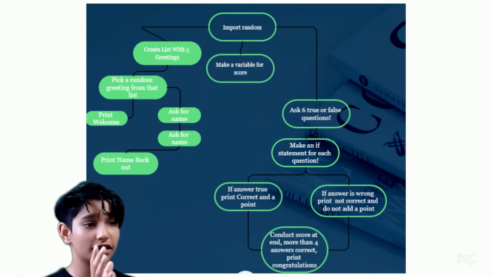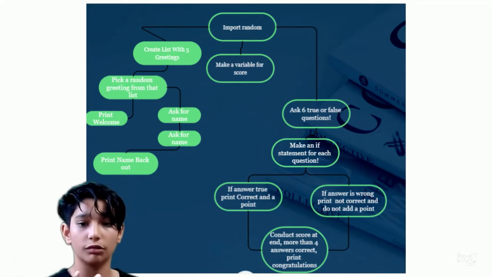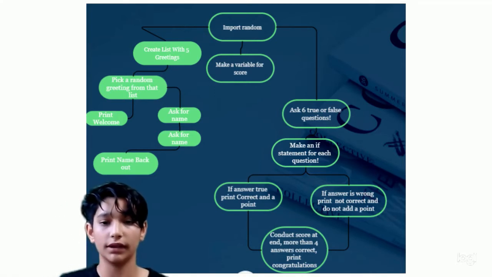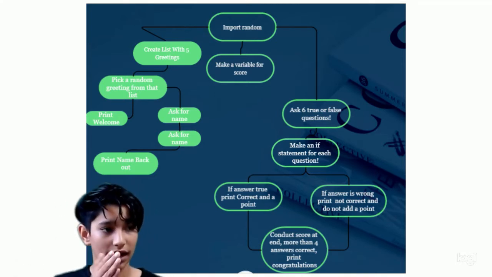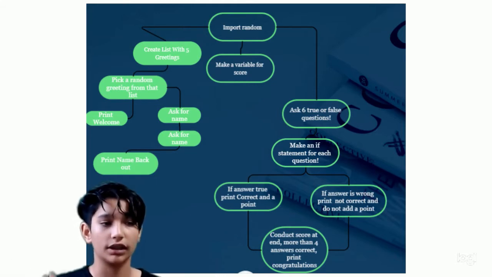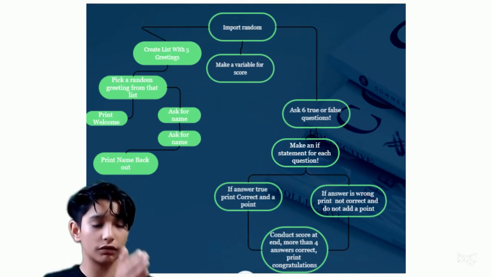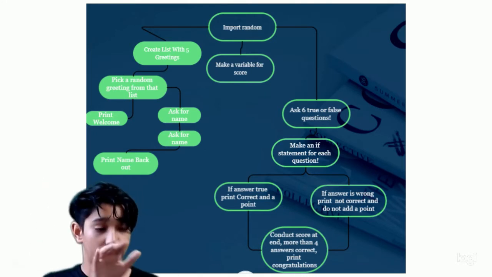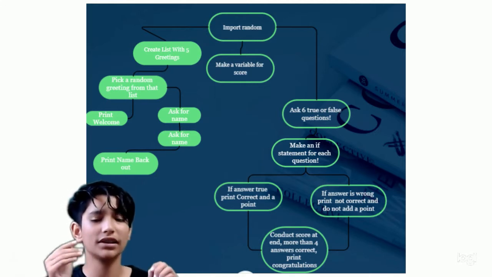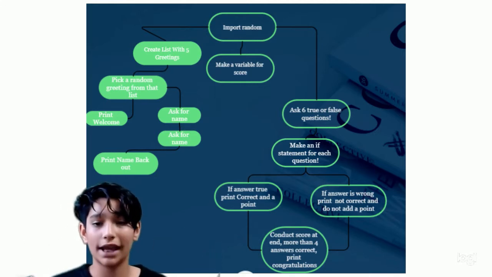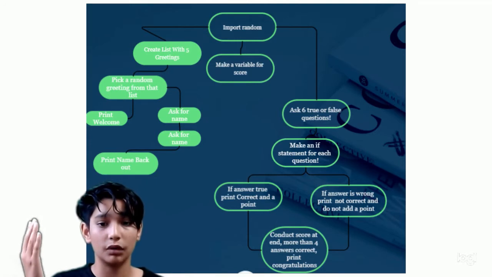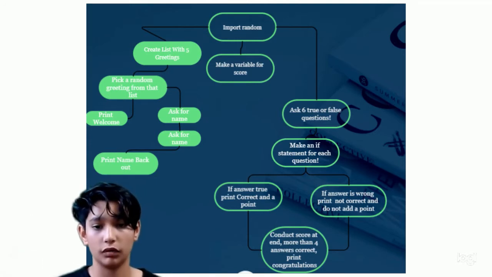So ask 6 true or false questions. So in our code, you would most likely make an input statement for the user to enter. So ask 6 true or false questions. Now, to make it correct or not, you actually have to make an if statement for each and every single question. If the answer is true, which means it's correct, then print correct and add a point. If the answer is wrong, print it's not correct, sorry, and do not add a point. Remember, we're not deducting points, we're simply just not adding points.